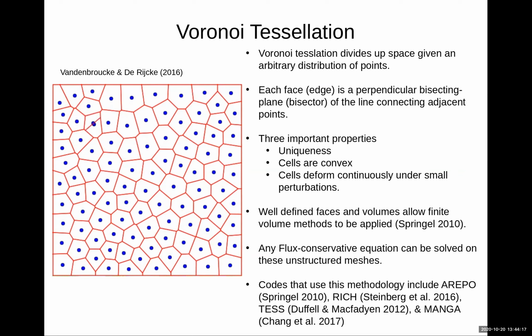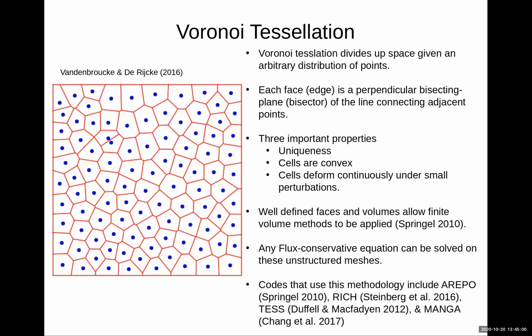When you do so, you get a tessellation of space where every point in a cell is closest to the point that is defining the cell. The tessellation has three important properties. The first is that the tessellation is unique; there is only one way of drawing it. The second is that the cells are convex, which essentially means everything in the cell is closest to the point defining the cell. Thirdly, and most importantly, as the points move, the cells deform continuously under small perturbations.